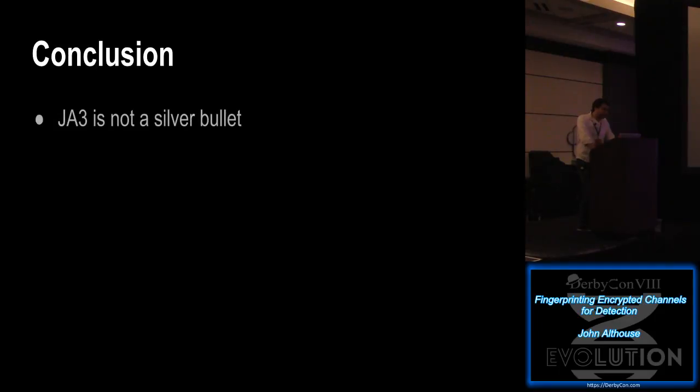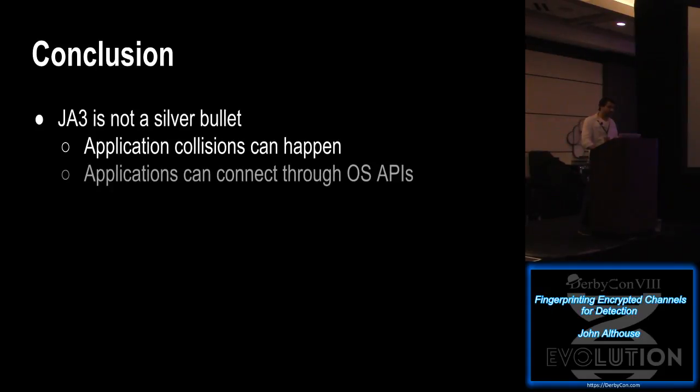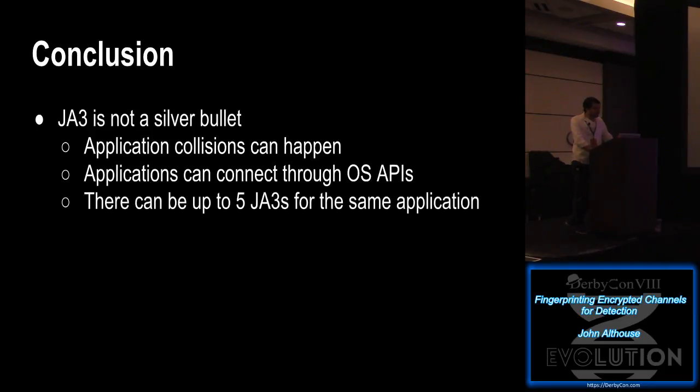So keep an eye on those Twitter accounts. So in conclusion, I want to say JA3 is not a silver bullet. Application collisions can happen. And what I mean by that is that multiple applications can end up having the same JA3 for whatever reason. They were just built the same way, same process or whatever. And applications can connect through OS APIs. So, just be aware of that.